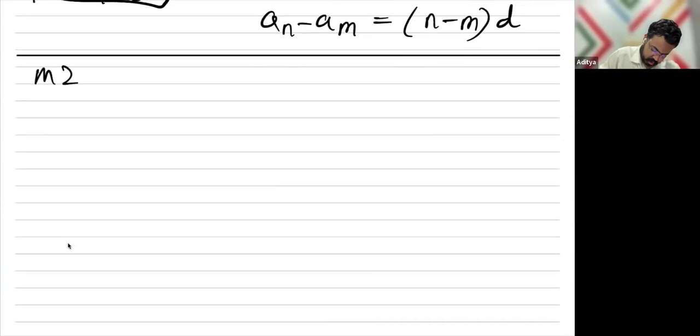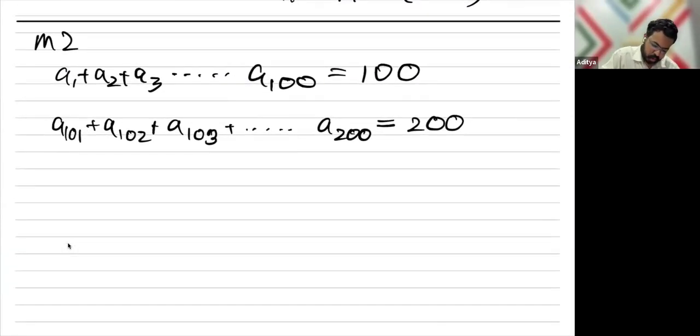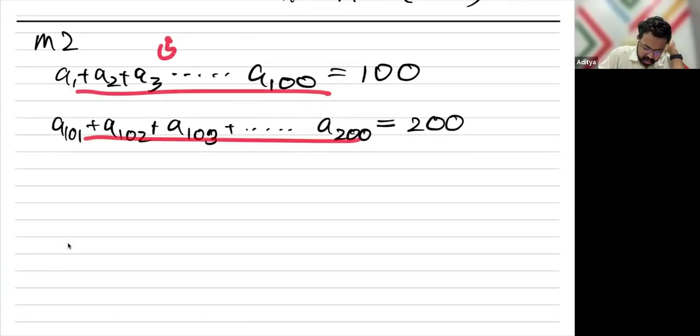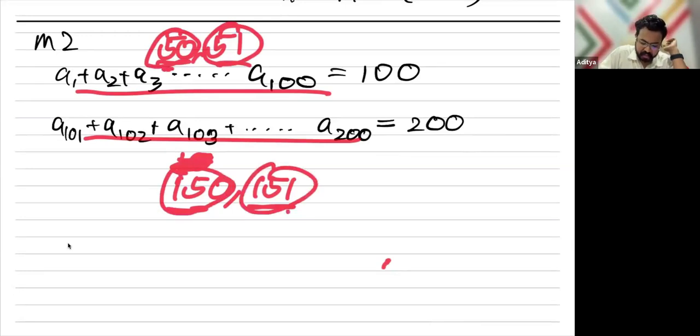Method 2. Okay, we have these two sequences. What would be the middlemost index in these terms? Think about that. The middlemost indices of both these sequences will be 50, 51 and 150, 151. Does everyone agree with this? This makes sense. The middlemost terms will be 150 and 151 and 50 and 51.